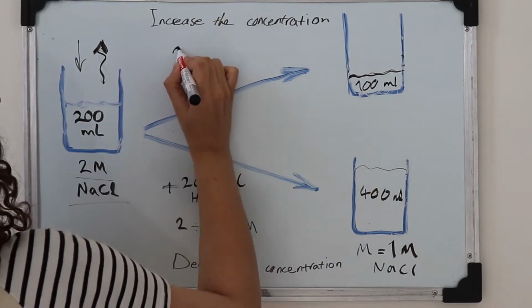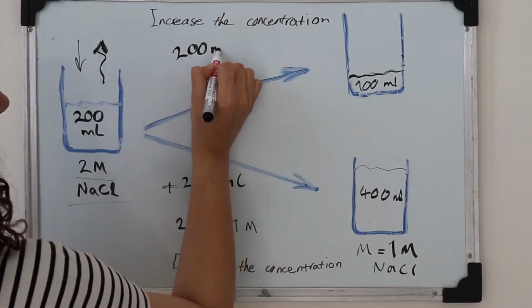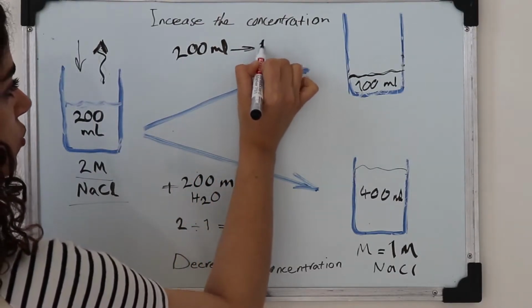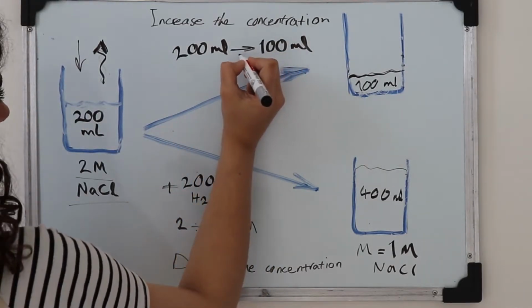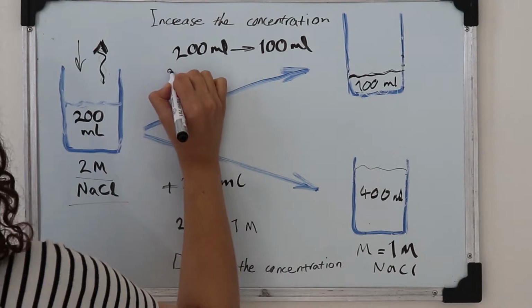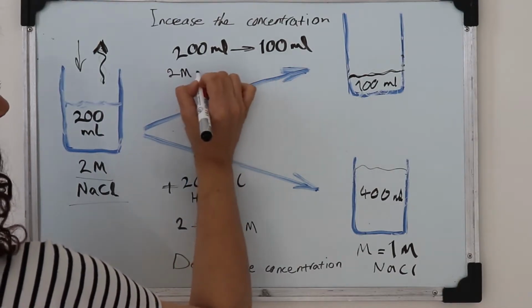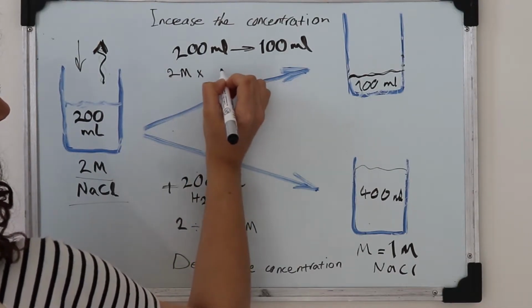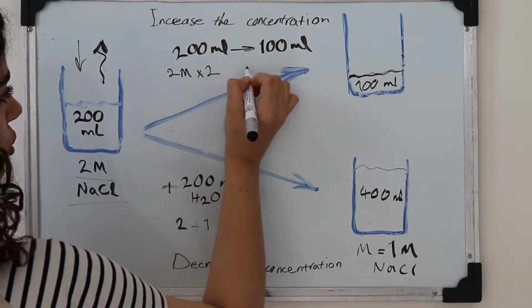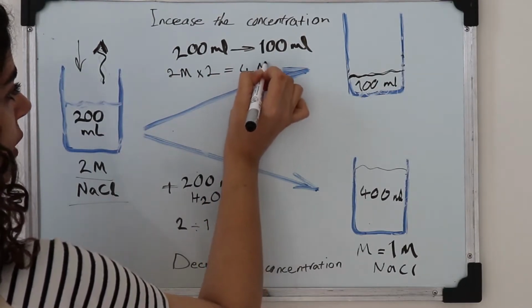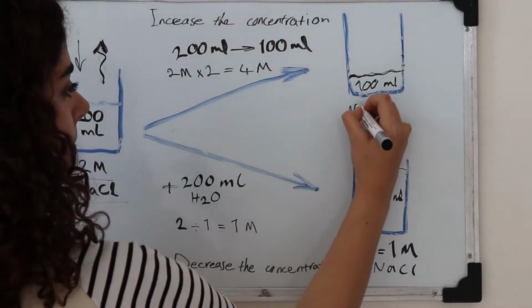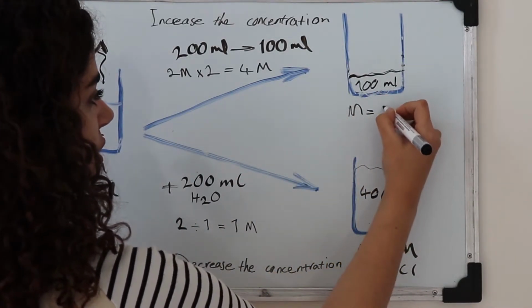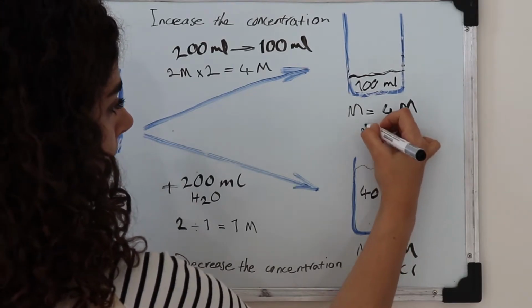So 200 milliliter of solution reaches 100 milliliter of solution, and 2 M multiplied by 2, and we have a 4 M sodium chloride solution here. So the concentration is 4 M.